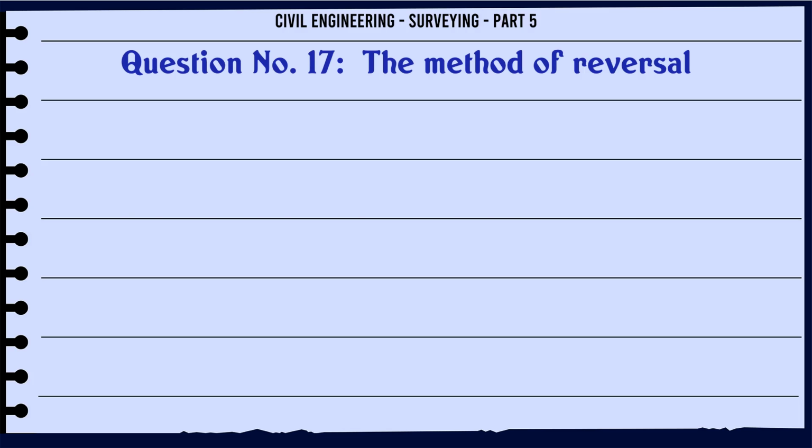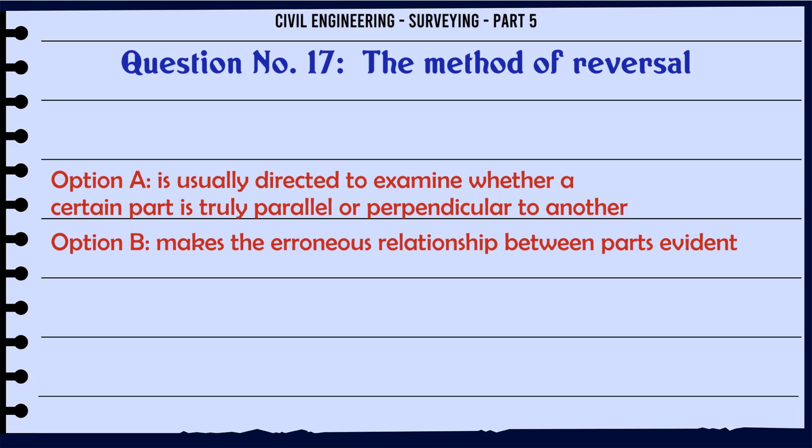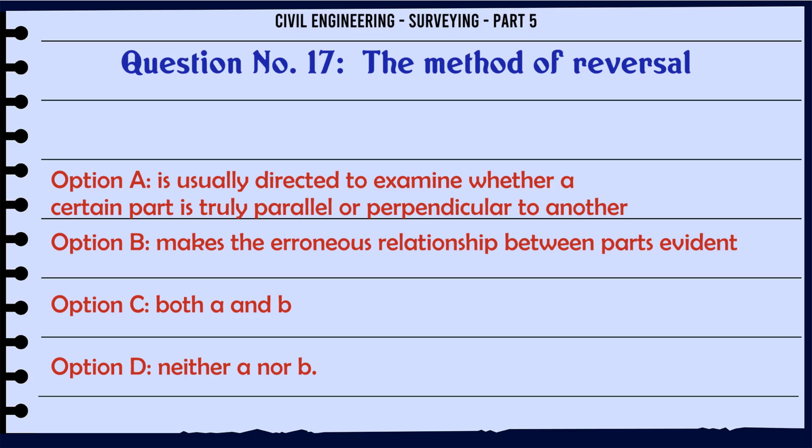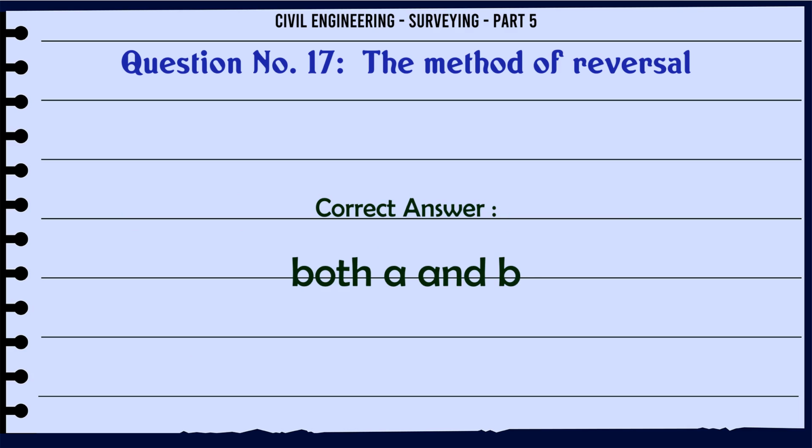The method of reversal: A. Is usually directed to examine whether a certain part is truly parallel or perpendicular to another. B. Makes the erroneous relationship between parts evident. C. Both A and B. D. Neither A nor B. The correct answer is both A and B.